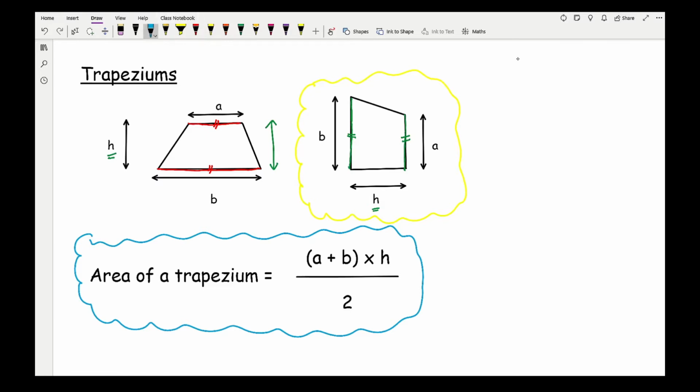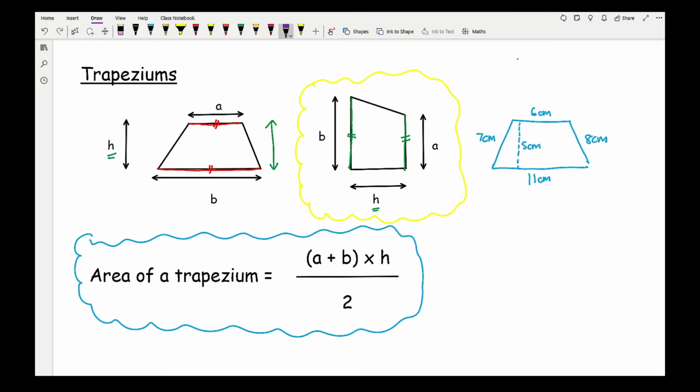Now, sometimes you might get a trapezium that looks like this, and I should really be using a ruler, in which you might be given that this is 7 centimeters, that might be 8 centimeters, that might be 6 centimeters, and this might be 11 centimeters. And they might give you, let's say, this length here, which they might say is 5 centimeters.